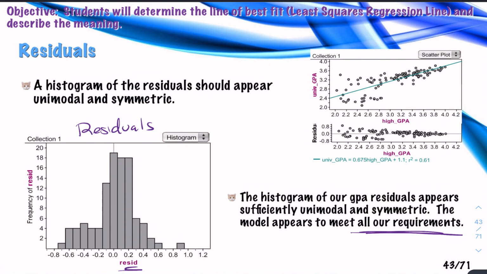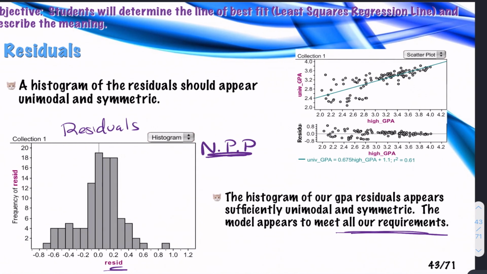Do note, instead of looking at a histogram, we could use a normal probability plot, or NPP, to see if that's approximately linear. That's another way for us to tell if our data is normal. So again, remember, the normal probability plot is a helpful way of finding this stuff out.